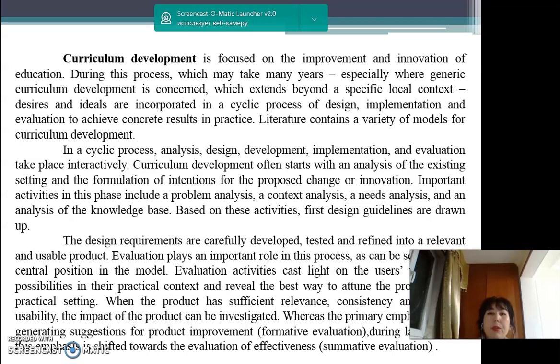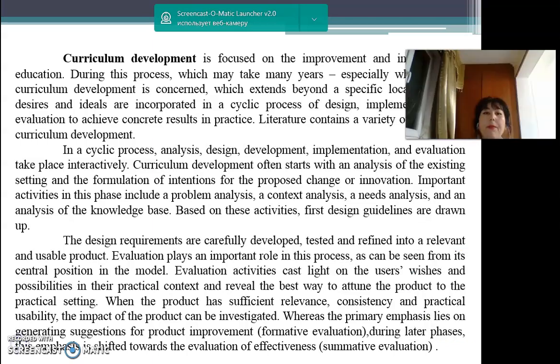Evaluation plays an important role in this process, as can be seen from its central position in the model. Evaluation activities cast light on the user's wishes and possibilities in their practical context and reveal the best way to attune the product to the practical setting. When the product has sufficient relevance, consistency, and practical usability, the impact of the product can be investigated.